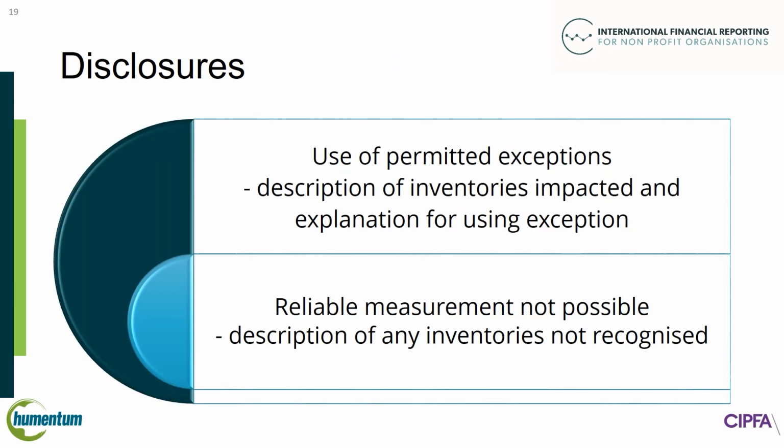Moving to disclosures, INPAG proposes two additional requirements for cases where inventories are not recognized. Firstly, whenever NPOs use the permitted exceptions for not recognizing inventories, they must provide a description of the inventories impacted and an explanation of why the exception has been used. Secondly, in rare situations when inventories cannot be reliably measured, NPOs must provide a description of the donated inventories received. For example, a small NPO responding to an emergency may not have the time, systems, or resources to keep accurate records of the receipt and distribution of donated inventories.